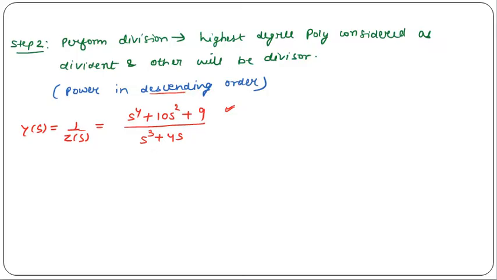Now we will perform this division. So this is the dividend and this is the divisor, and the dividend will come inside the division. Now let us perform it. Here we are having s cube plus 4s.